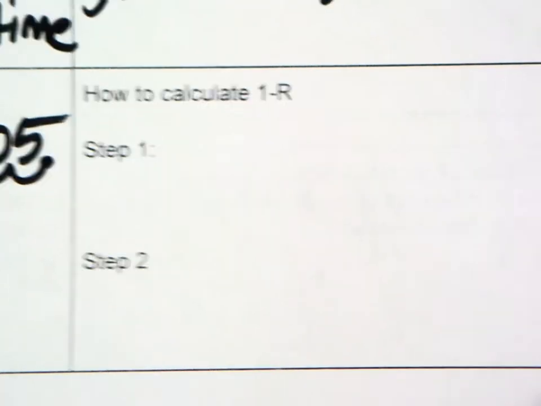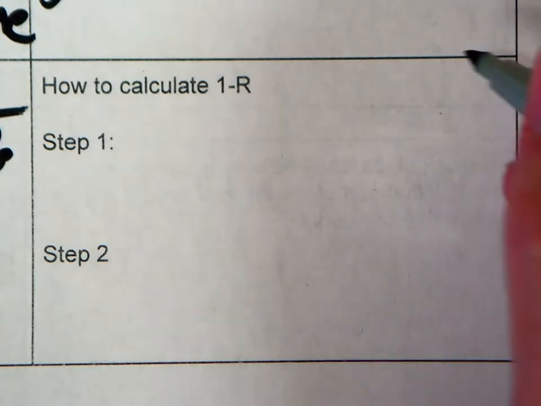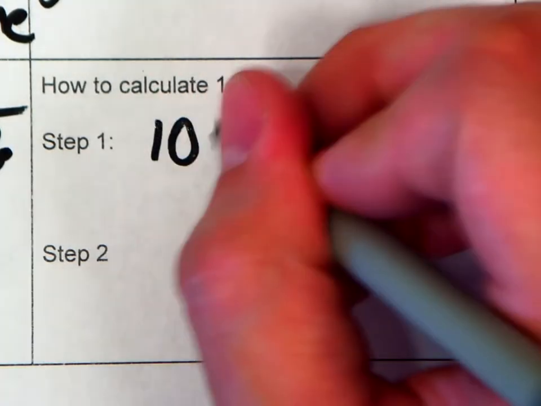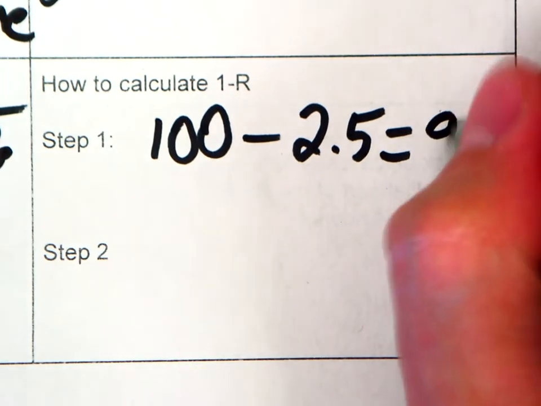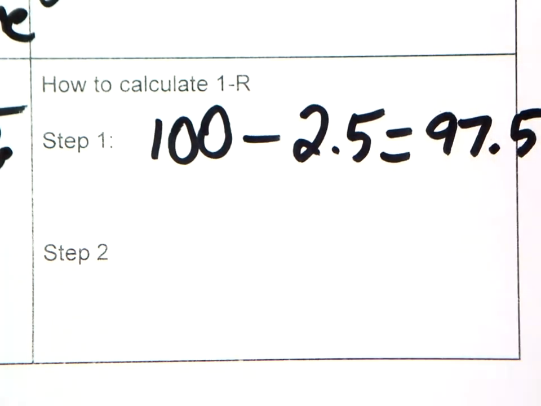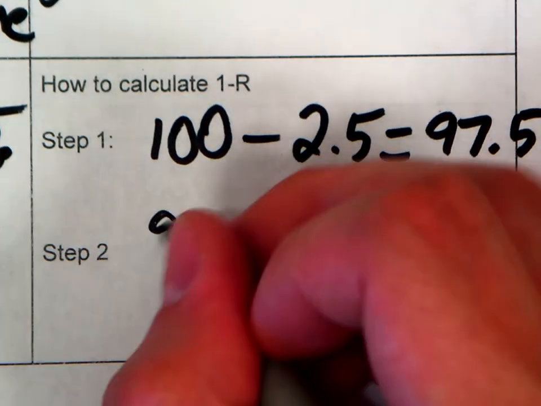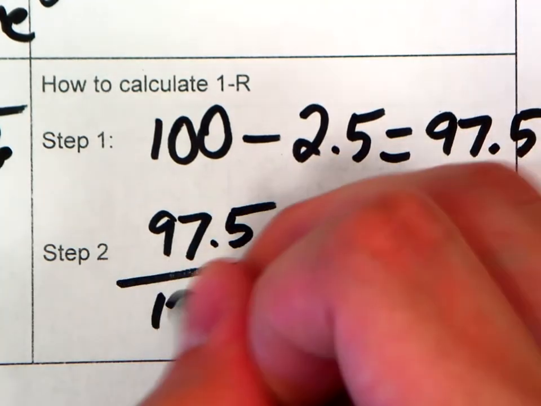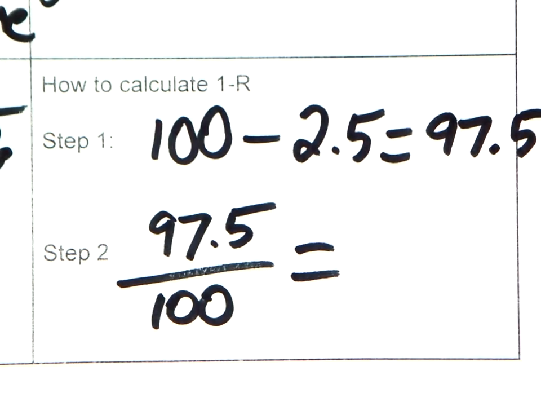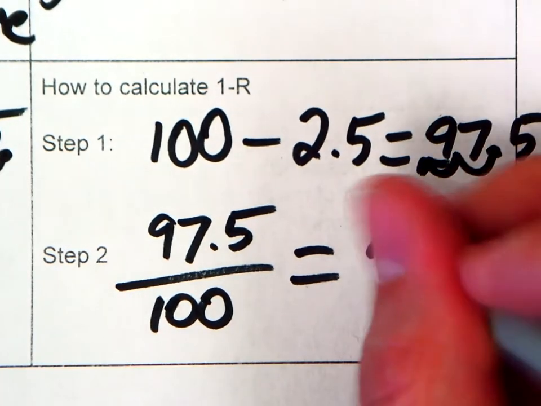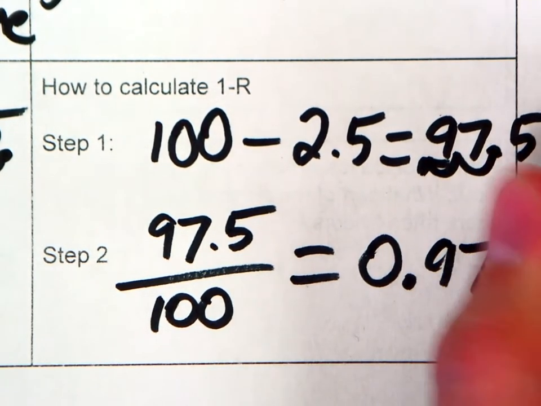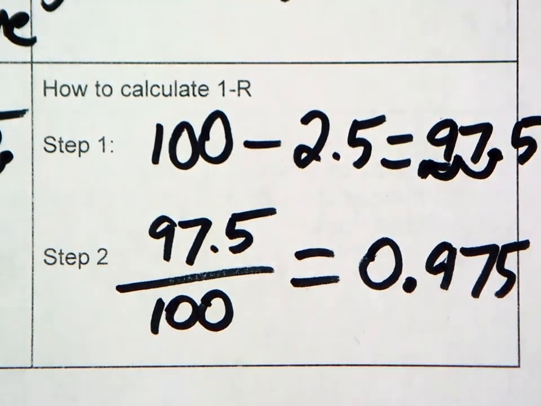Similar idea here. If we were decreasing by, let's say, 2.5%, we would start with 100 and subtract 2.5. And here we would get 97.5. Second step is to divide by 100. Another way of dividing by 100 is to move the decimal place left twice. So we end up with 0.975. And that is what would go inside of those parentheses. Let's look at a few examples.